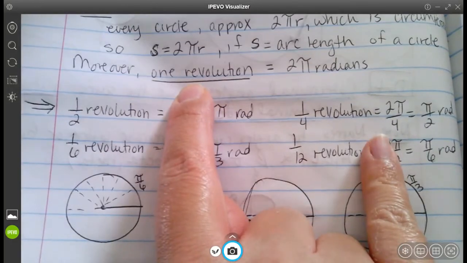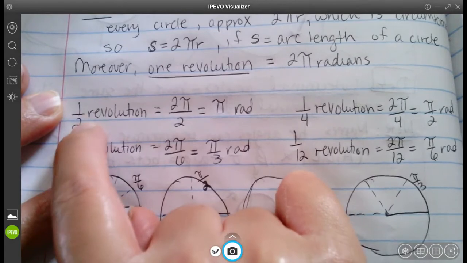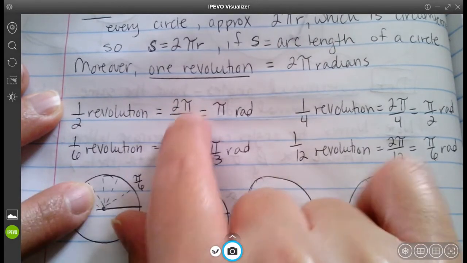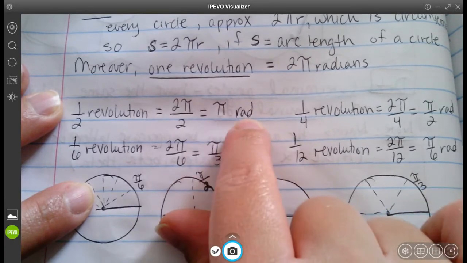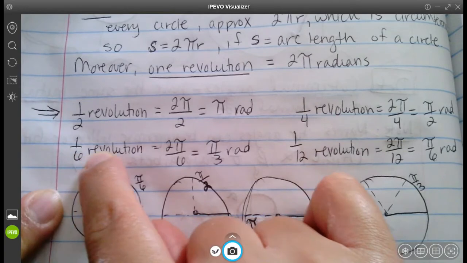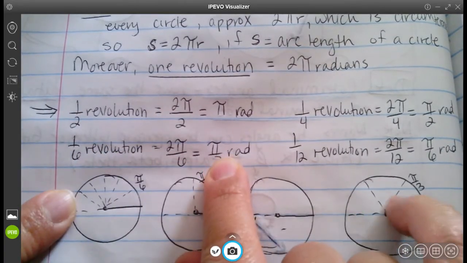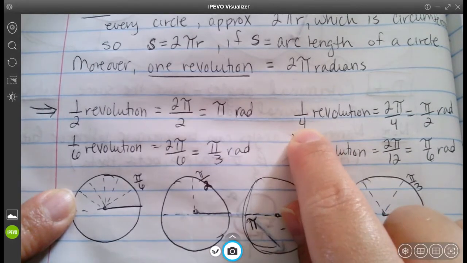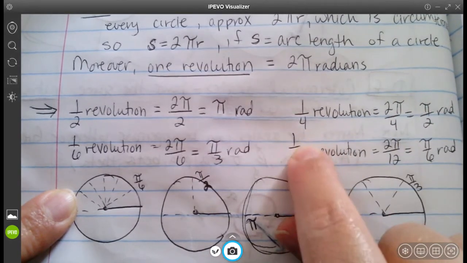If we know that 1 revolution is 2 pi radians, okay, well, half of that revolution is going to be 2 pi divided by 2, which simplifies to pi radians, okay? 1/6 of the revolution is, well, just divide 2 pi by 6, and that reduces to pi over 3. 1/4, divided by 4, this reduces to pi halves.